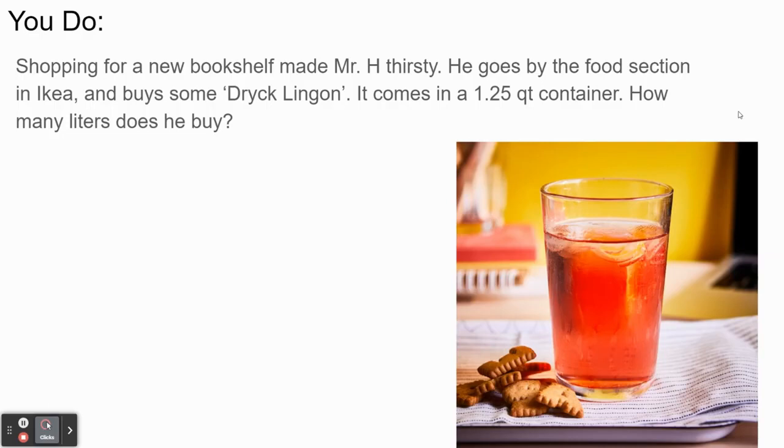So again, look at that table from earlier in the video. You should have copied it down. And use that to help you solve this problem. Pause the video. Ready, go.